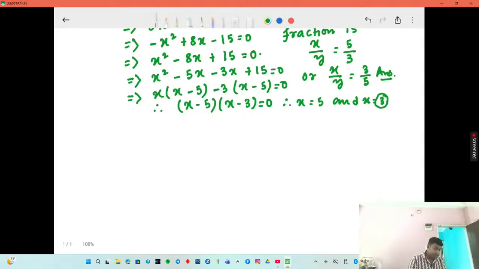So the next question is given as: the sum of the digits of a two-digit number is 9 and the product of the digits is 20. If the unit digit is greater than the tens digit, the number is. So here the question is given as number B.